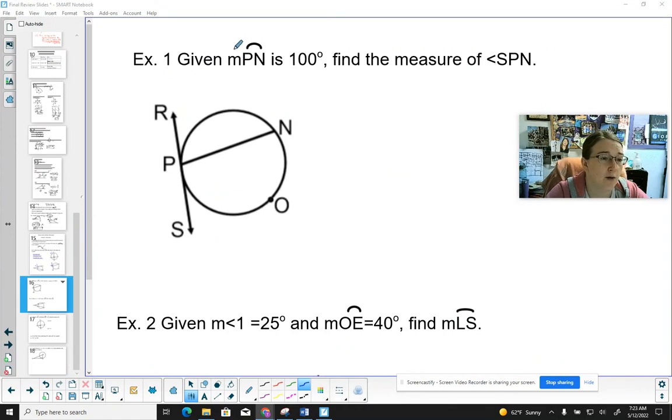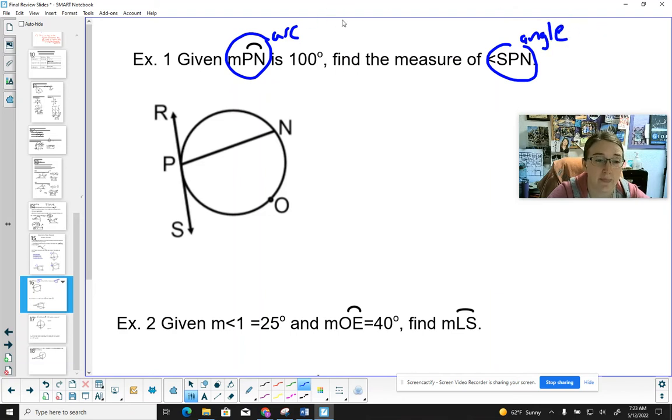It says, given measure of arc, this is an arc, PN is 100 degrees, find the measure of angle. This is an angle. You have to think that to yourself. You might even want to do that, yeah? So let's go ahead and label this arc PN. Now, obviously, again, it's a circle, but remember that PN is going to be a minor arc. That's 100 degrees. So remember, guys, that you want to mark what you have, but you also need to mark what you're trying to find. SPN. Take a second and find angle SPN.